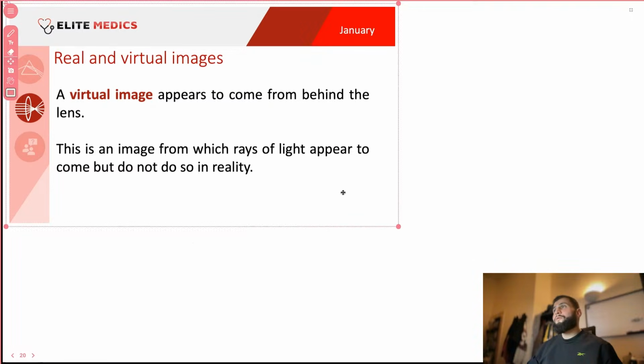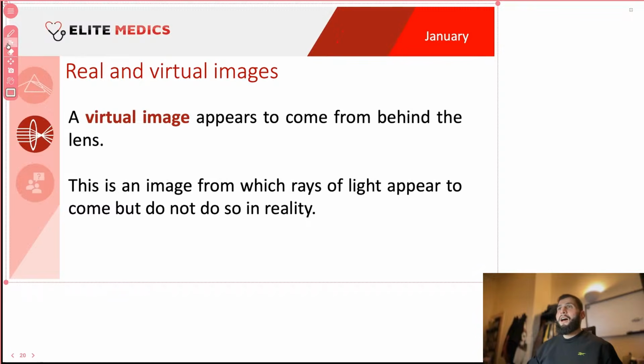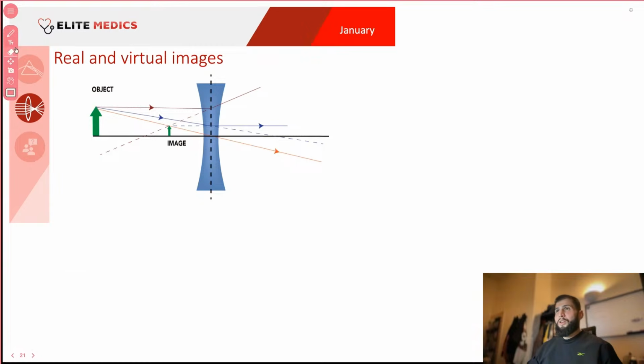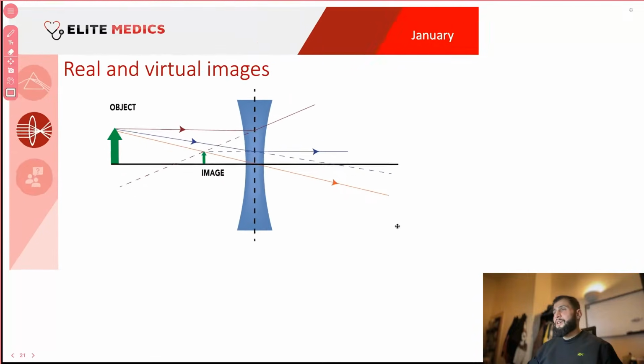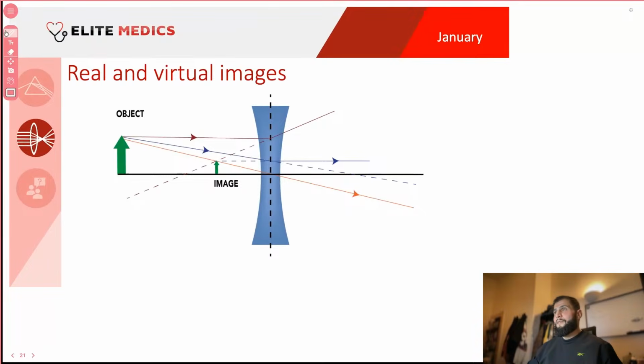Now, when we're talking virtual, we're talking about an image that comes from behind the lens. It's an image where the rays of light appear to come from, but they don't in reality. Okay, so if we look, this is the object, and this is the image that's happening. This is a virtual image, it's not a real image. And what is happening is it's happening behind.